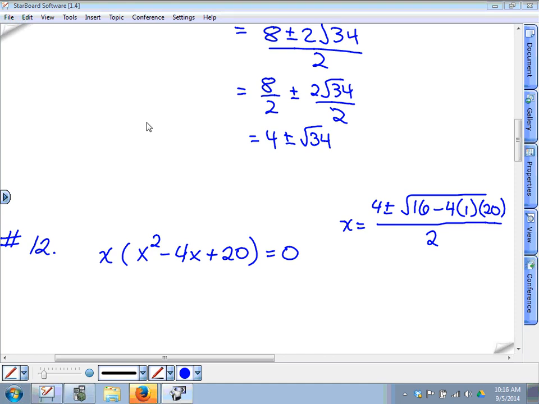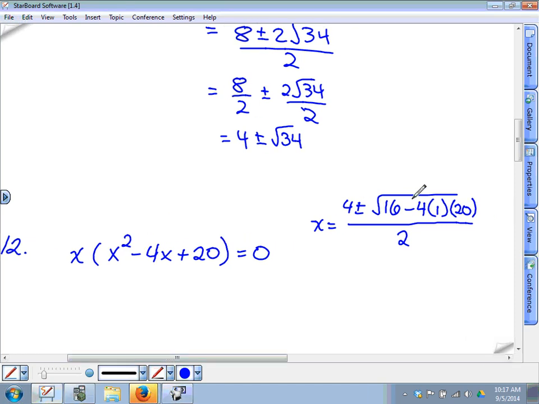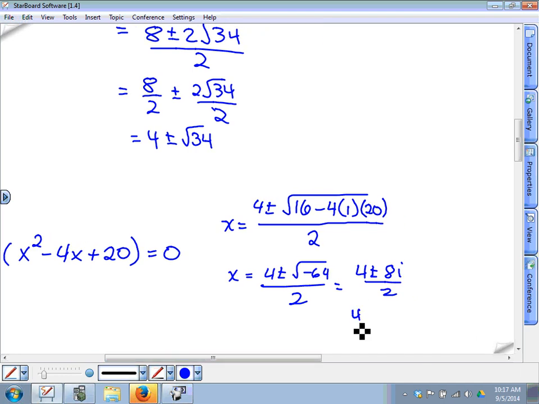It doesn't happen very often where you end up with a perfect square underneath here, but it is nice when it does. So 16 minus 80 is negative 64. So you have 4 plus or minus the square root of negative 64 all over 2. The square root of 64 is 8i. So you have 4 plus or minus 8i all over 2. So I would change that into 4 over 2 plus or minus 8i over 2, which is 2 plus or minus 4i.